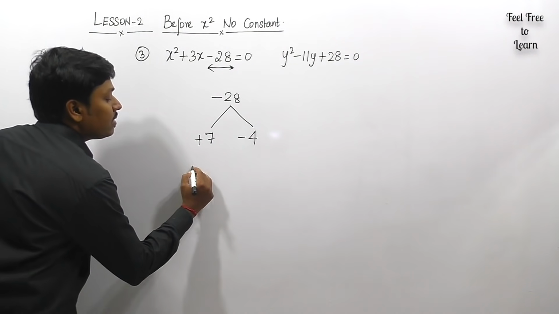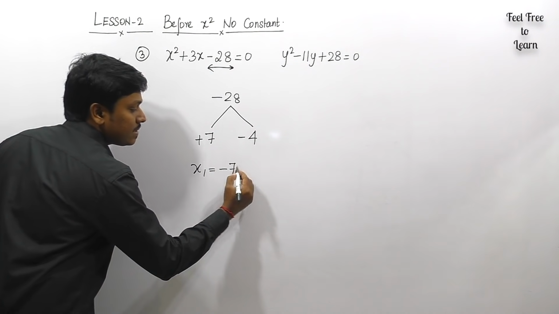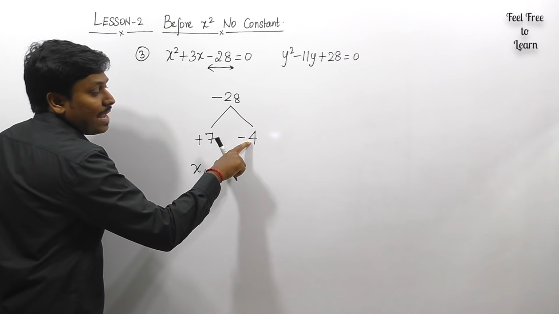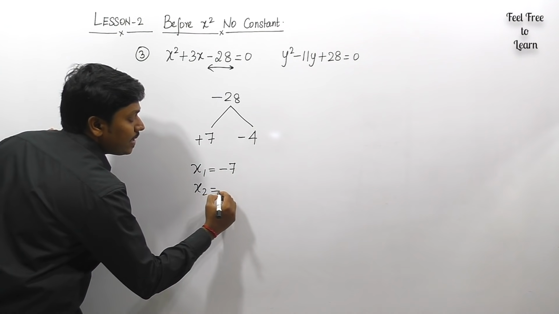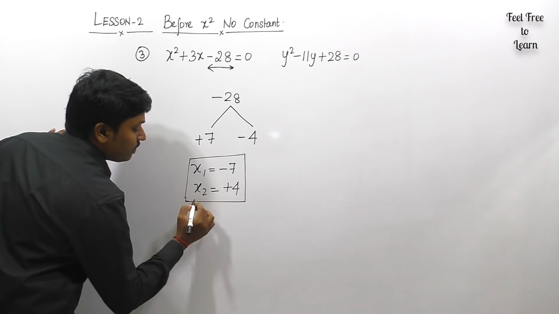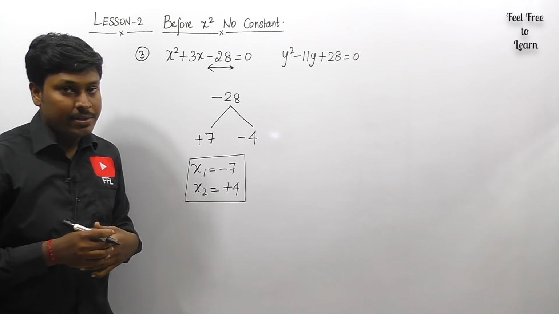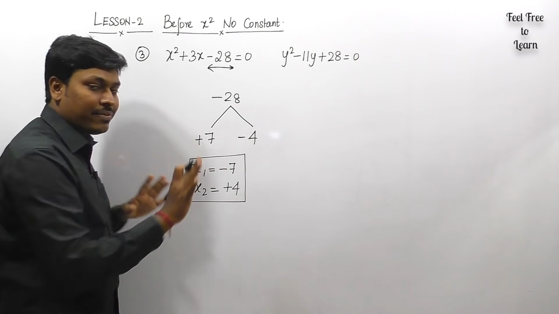So finally we found the value of x1. Here it is plus 7, but while writing you need to change the sign to minus 7. And x2 will be minus 4, but while writing you need to change the sign to plus 4. So finally we found the factors of the x term: x1 is equal to minus 7, x2 is equal to plus 4. So be careful while finding the factors.